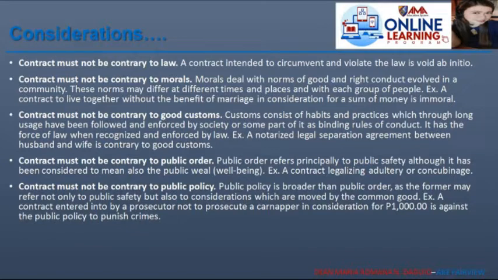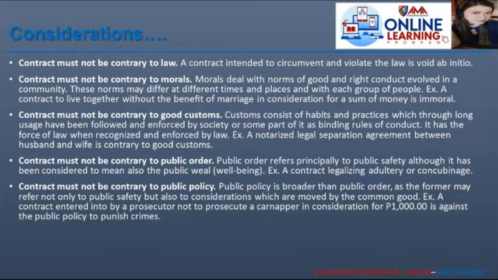Next, contract must not be contrary to good customs. So when you say customs, class, it consists of habits, practices which through a long usage have been followed and enforced by society or some part of it as binding rules of conduct. So dahil sa matagal na siyang pinapractice, sinusunod, naging basehan na siya, class, ng society kung ano yung tamang gawi, no? Right conduct. So it has the force of law when recognized and enforced by law.